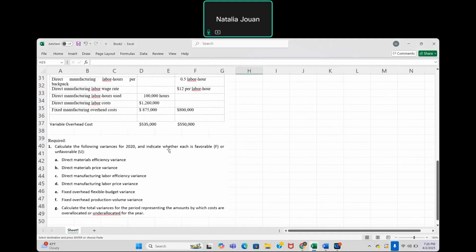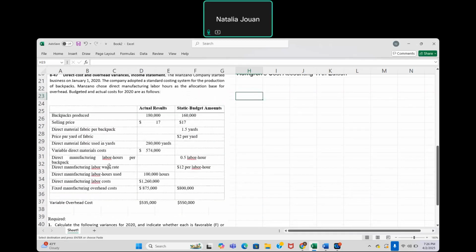As you can see, the first two will be material variances. The second two will be labor variances. Then we have two fixed and then variable. Okay, variable over or under allocated. Well, it's total variances. So for that, we need the variable chart, because they want the total over or under allocation. So we need to know that's a combination of fixed and variable overhead. Okay, so we're going to start with materials.